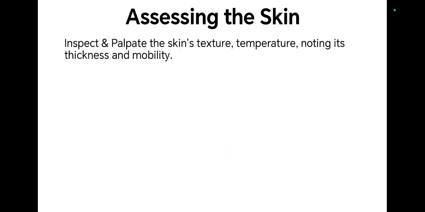Next is to inspect and palpate the skin's texture and temperature, noting its thickness and mobility. So how do you determine the client's skin temperature? Usually we use the dorsal part of our hands in order to detect the body's temperature, and then we have to compare it on both sides.